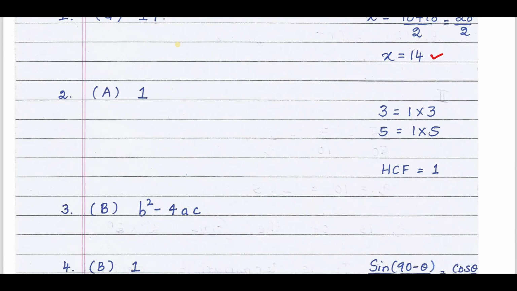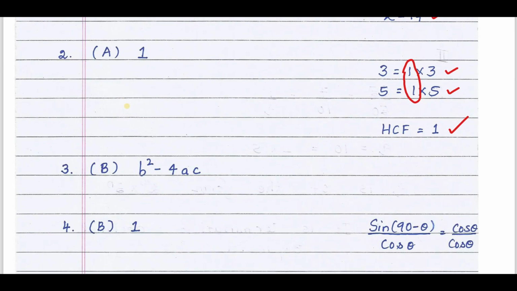The next question, the highest common factor of 3 and 5 is, 3 can be written as 1 into 3 and 5 can be written as 1 into 5. The common factor between these two numbers is 1, therefore HCF is 1. Therefore the correct answer is option A, 1.